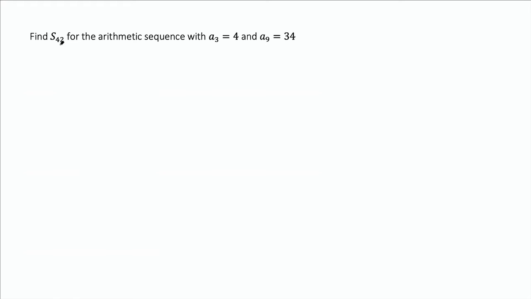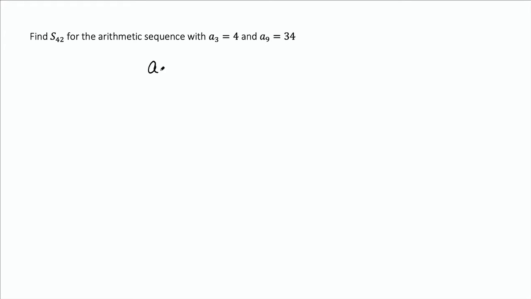Find the sum of the first 42 terms for the arithmetic sequence with a sub 3 equals 4 and a sub 9 equals 34. So here we have two terms of the arithmetic sequence. We don't know the first term, we don't know the common difference, so we're going to have to do a little bit of work to find that.